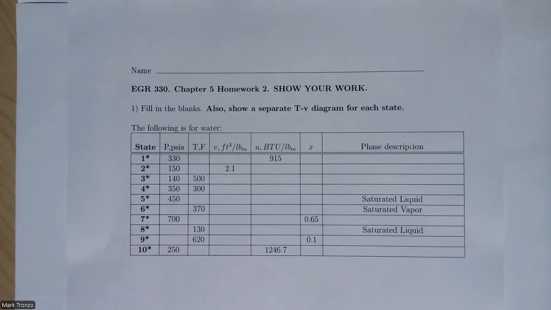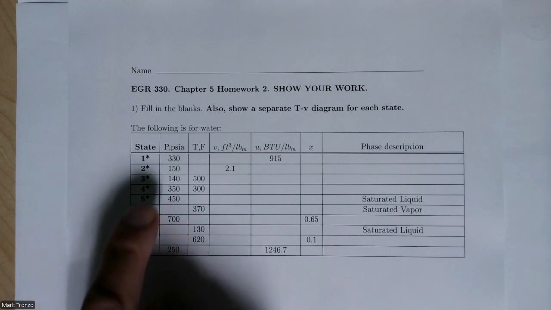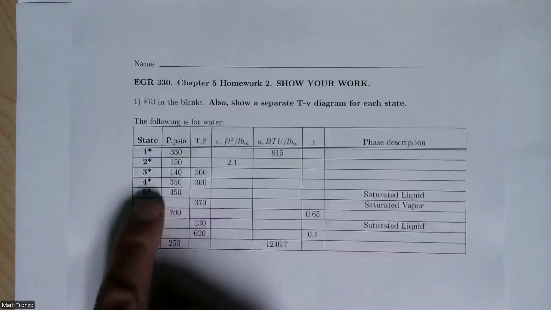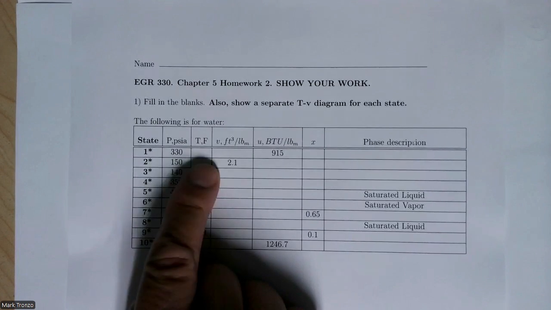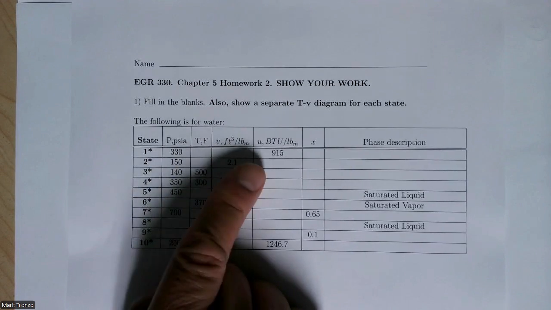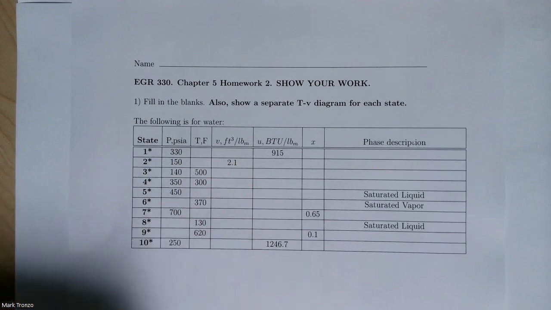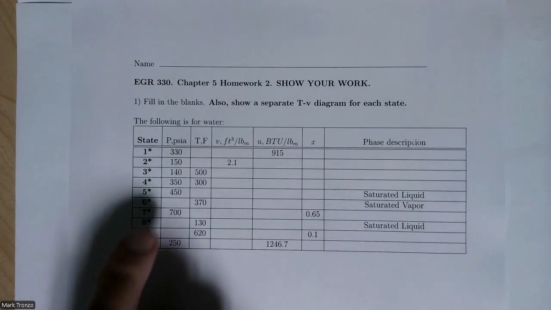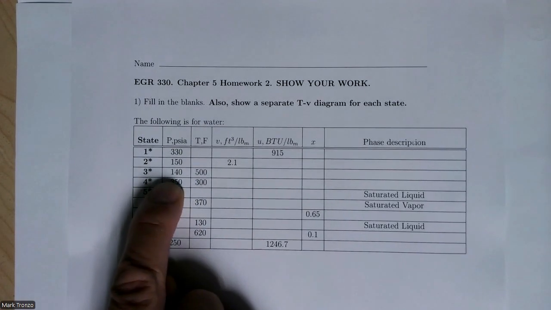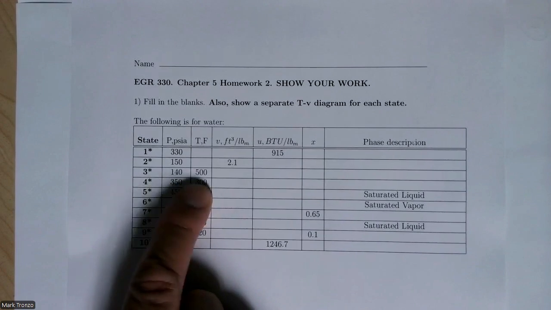In this video, we're going to get some practice on how to use the steam tables. And we're going to look at this exercise here. Now, for each of these states, it gives us two properties, and we have to find the other properties. So this will give us some practice. Let me start with number 3, the state number 3.